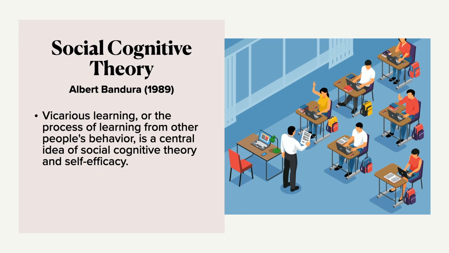Social cognitive theory by Albert Bandura is a learning theory based on the ideas that people learn by observing others. Vicarious learning, or the process of learning from other people's behavior, is a central idea of social cognitive theory and self efficacy. Bandura proposed that human learning is a continuous reciprocal interaction of cognitive, behavioral, and environmental factors. Fewer students in a classroom would mean more interaction among their classmates and teachers.